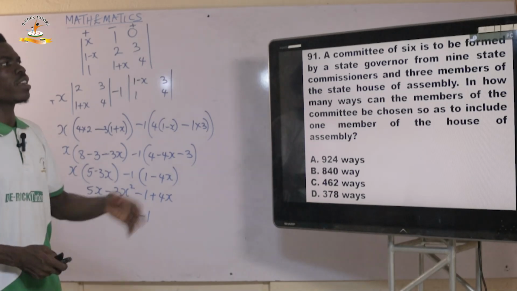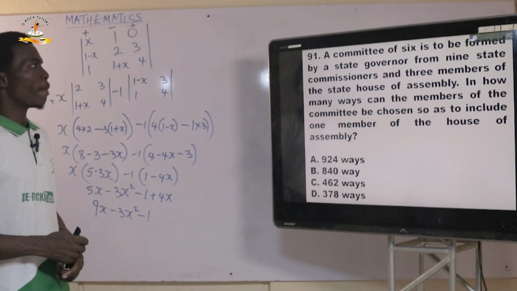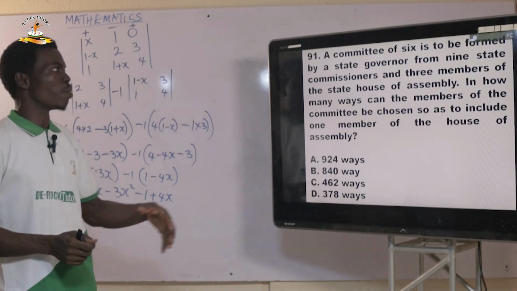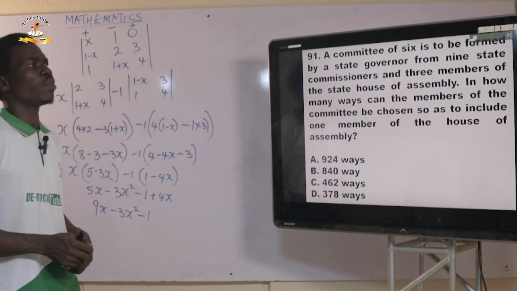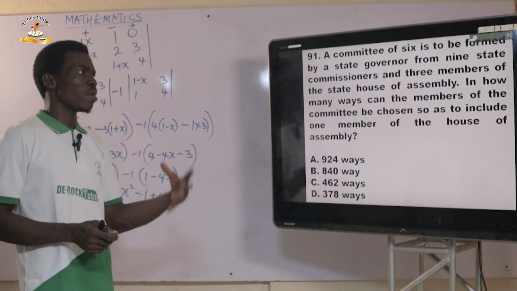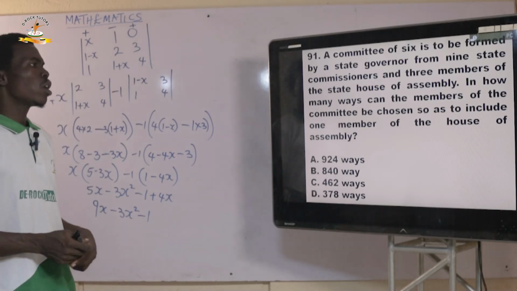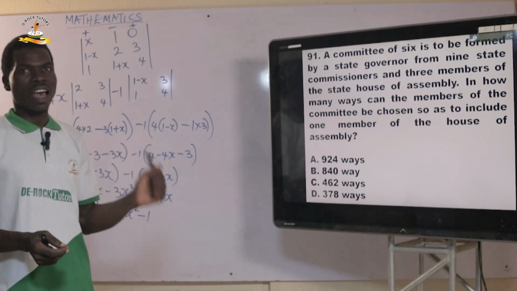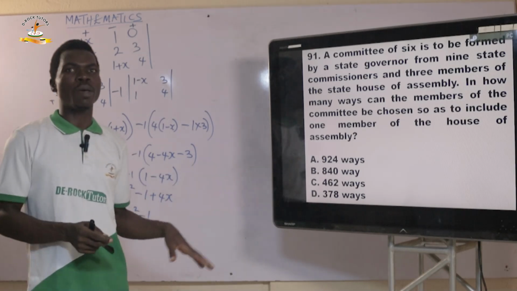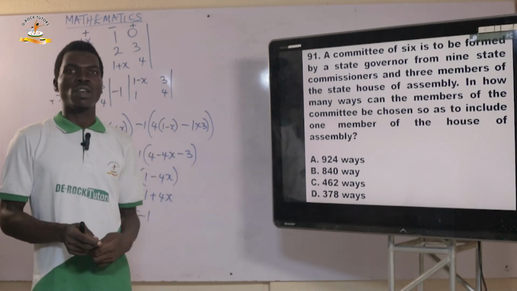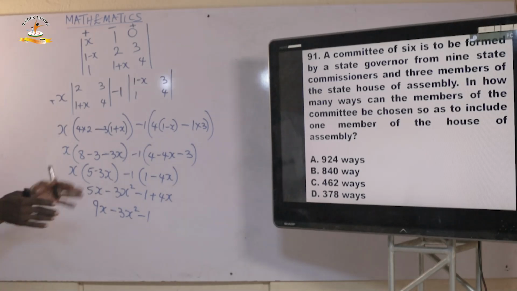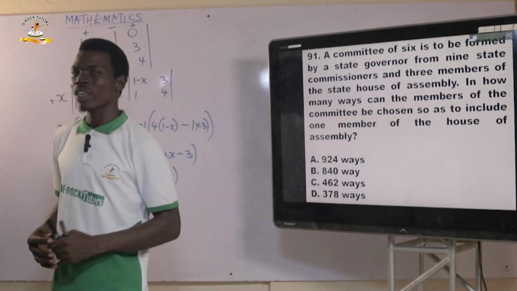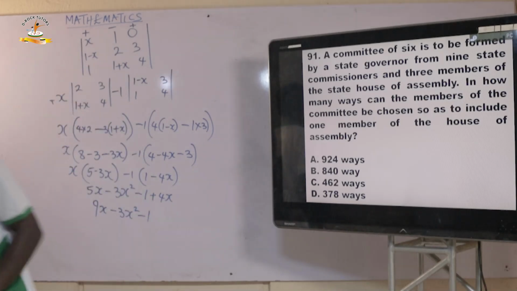Alright, a committee of 6 is to be formed by a state governor from 9 state commissioners and 3 members of the state House of Assembly. In how many ways can the members of the committee be chosen so as to include 1 member of the House of Assembly? This is a problem on combination. When you want to form a committee, it's always combination. So let's do justice to that.